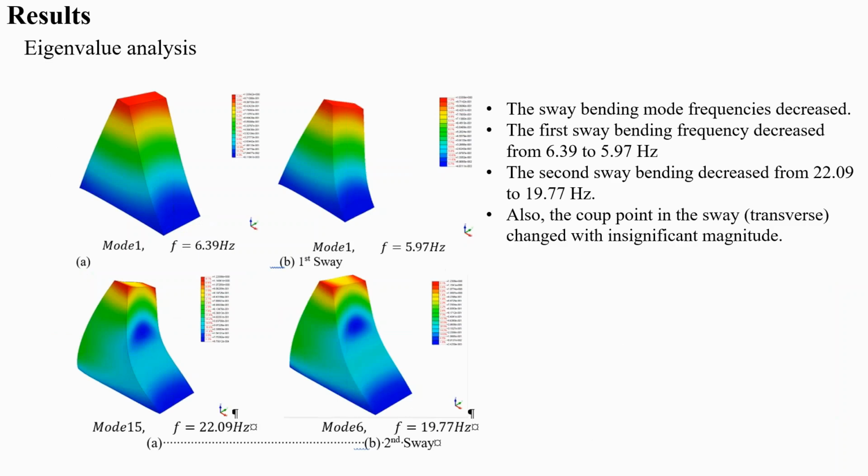In the mode shapes, or modal analysis, the dam mass decreased by 11%. However, the uniform distribution of bubbles has no significant effect on the center of gravity. But we can find that the sway bending frequency decreased. The first sway bending frequency decreased from 6.3 to 5.9, and the second sway bending decreased from 22 to 19. Also, we can find that there is a cut point, and the change in the cut point is not as significant.